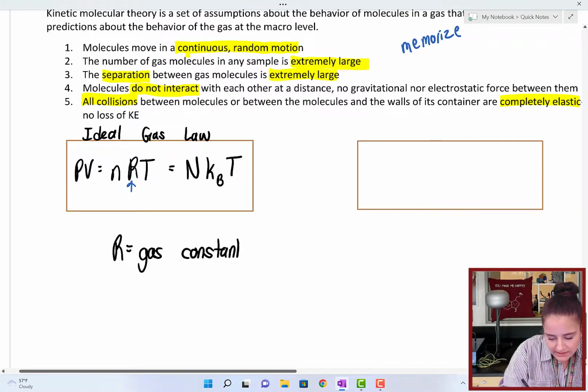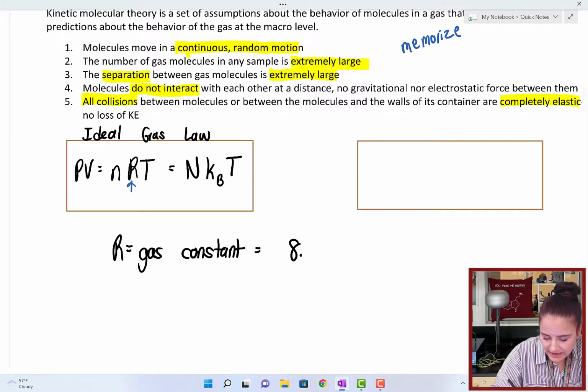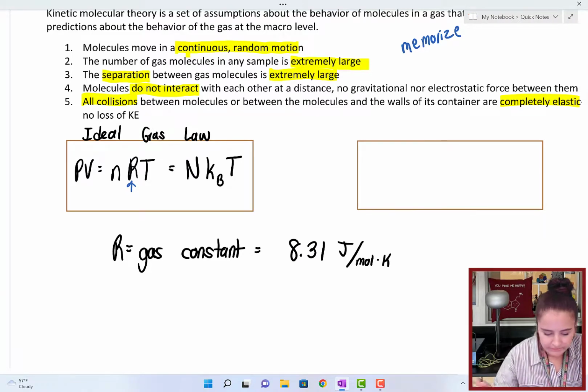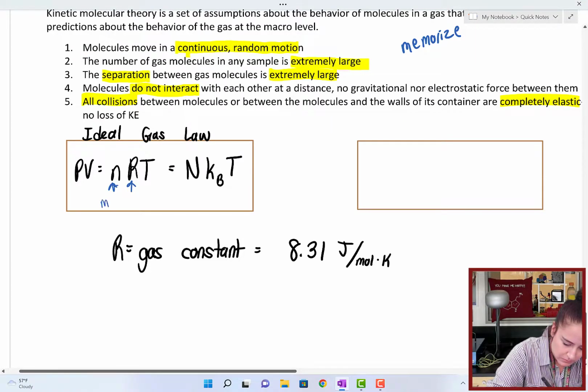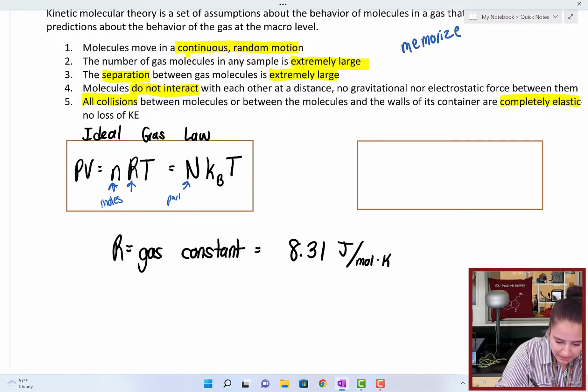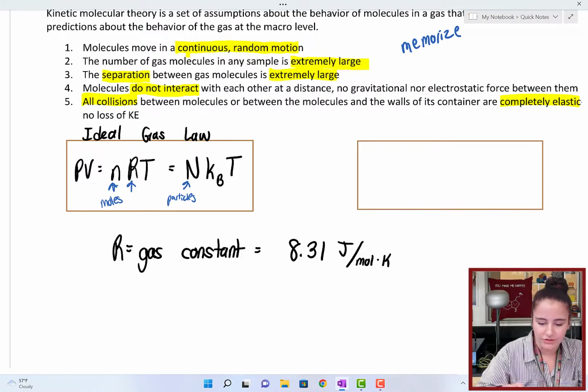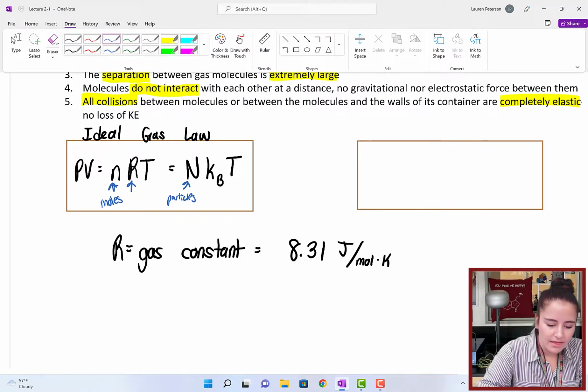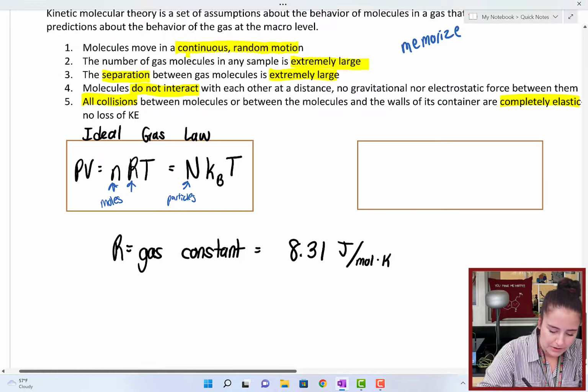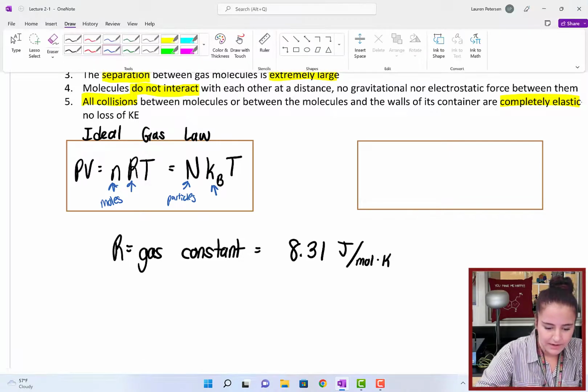Okay. And it is on your reference sheet. It is 8.31 joules per mole Kelvin. Okay. Now, oh, and then n, of course, is the number of moles, in case you forgot. Where big N is the number of particles, okay? So not Avogadro's number. And that can be easy to remember because of k_B.